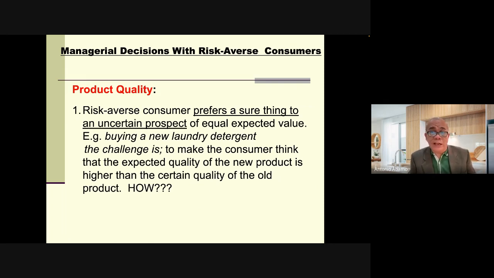Now, a risk averse consumer prefers a sure thing to an uncertain prospect of an equal expected value. Example, buying a new laundry detergent. You are already used to brand X, and here comes a known brand advertising itself to be much better than what you are using currently. Are you going to shift? Maybe not. The likelihood is that it's very difficult to shift to an untested or untrusted brand. That's the rational thinking of customers. But given a very good risk neutralizing strategy, you would be able to successfully allow them to shift to the brand that you are selling.